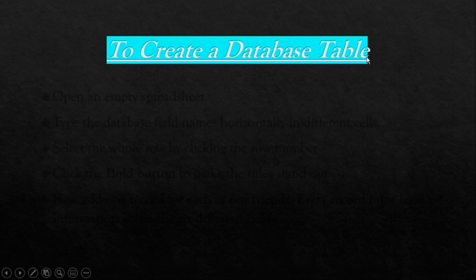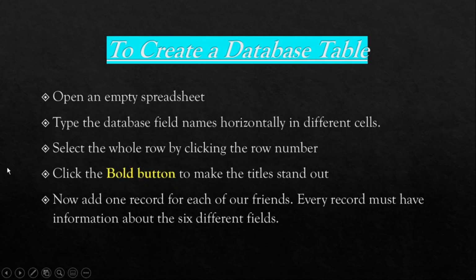These are the steps to create a database table. First step is to open an empty spreadsheet. You guys know how to open Microsoft Excel from the start menu, right? Now the second step, type the database field names horizontally in different cells. Step 3, select the whole row by clicking the row number. Step 4, click the bold button to make the title stand out. Step 5, now add one record for each of our friends. Every record must have information about the 6 different fields.